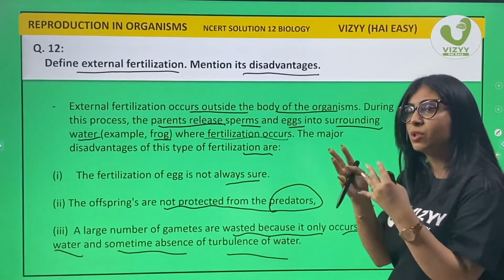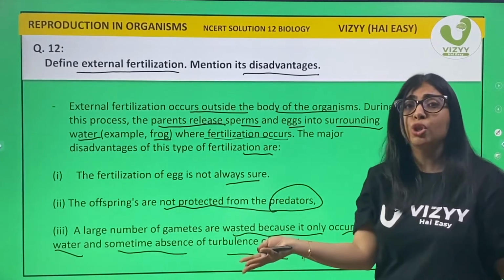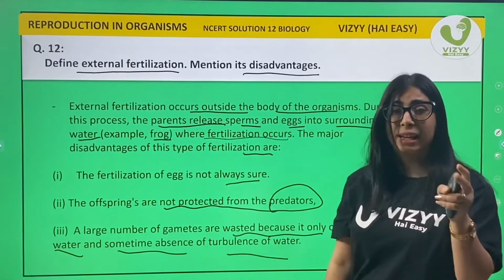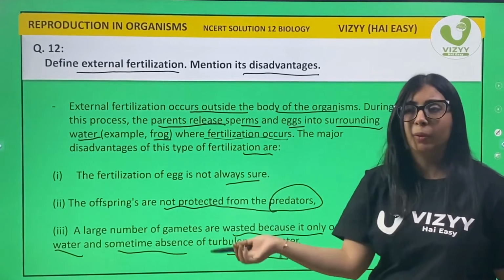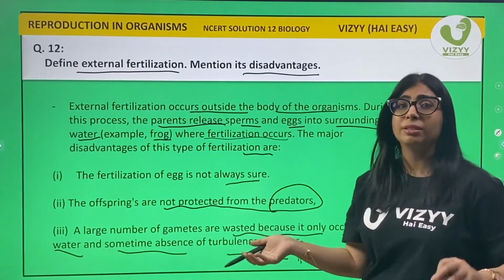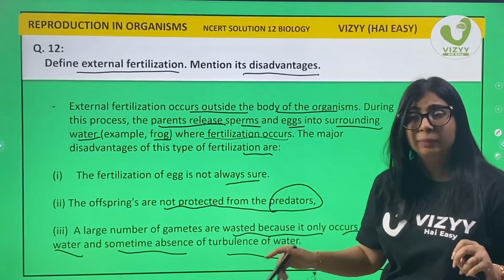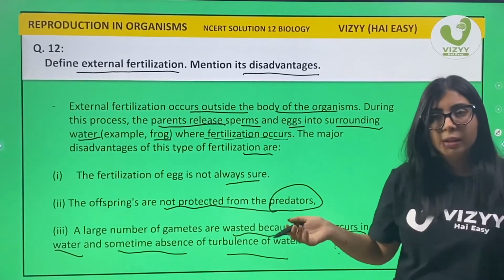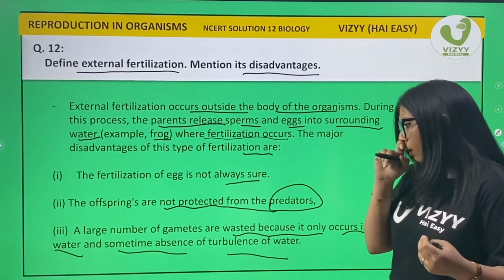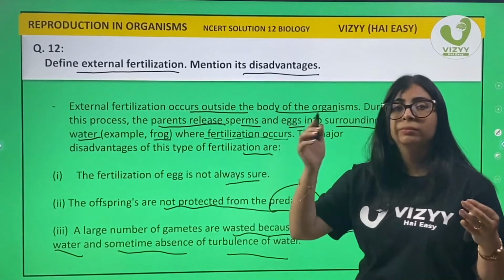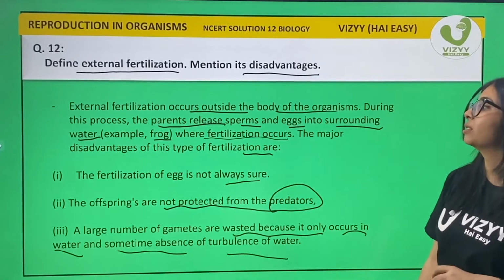But as this process is not occurring inside a particular organism, you don't know, or there is no surety whether an egg is fertilized or not. Second, what if there is a predator and it comes over? The predator is going to eat up all the eggs. So the safety of offspring is again not sure. It is one of the biggest disadvantages. And lastly, the gametes are wasted because there is no surety whether there would be turbulence in water, whether the sperm will meet the egg. So these are the main disadvantages of having external fertilization.